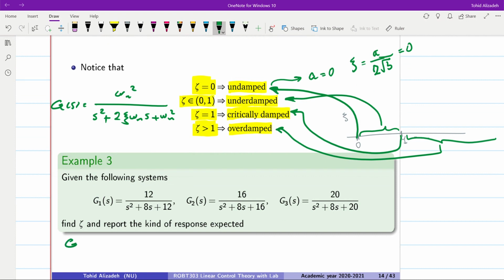For the first case G1, omega n is equal to square root of 12 and 2 zeta omega n is equal to 8. This could be written in the form of 2 square root of 3. Therefore, zeta will be equal to 8 divided by 2 omega n, or 8 divided by 4 square root of 3.